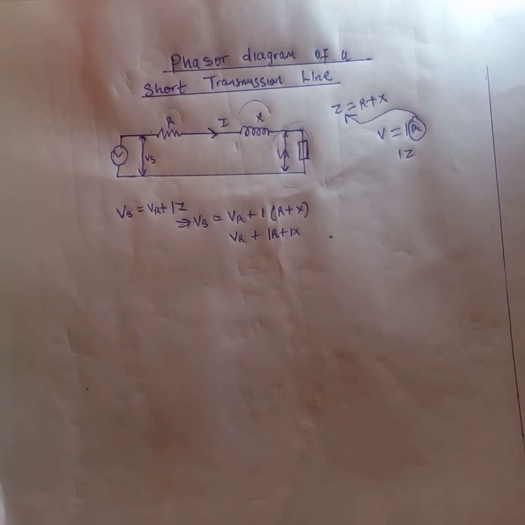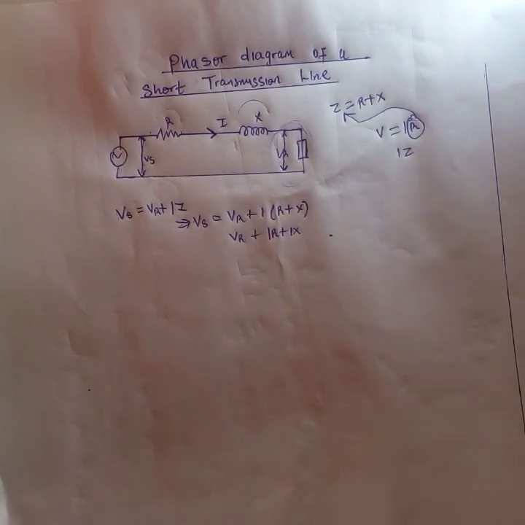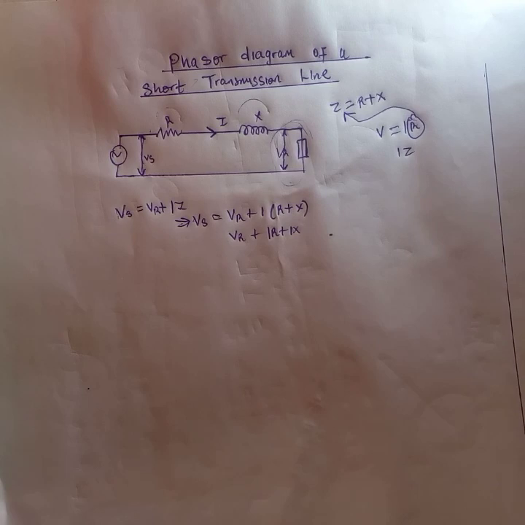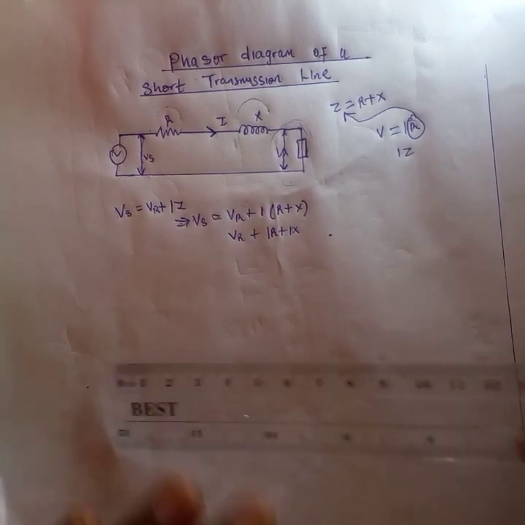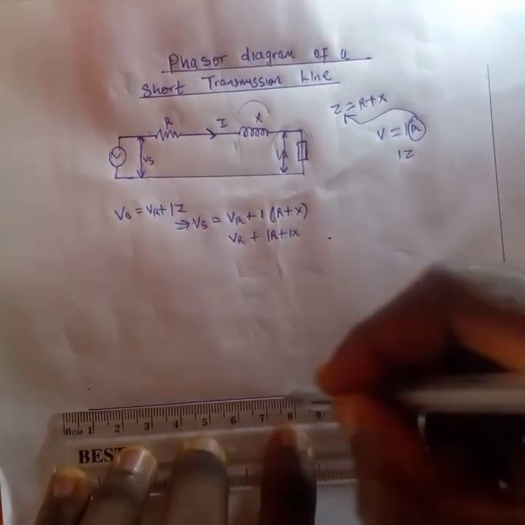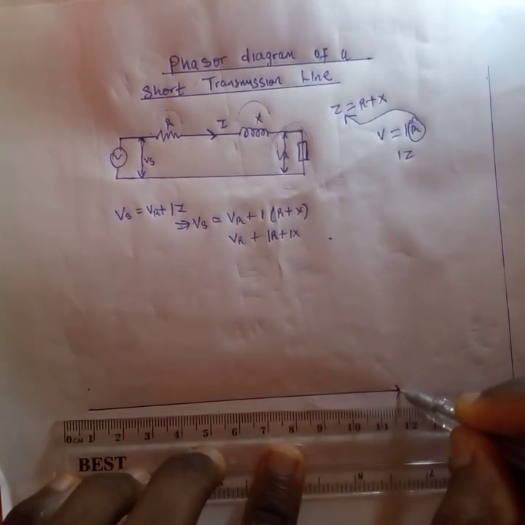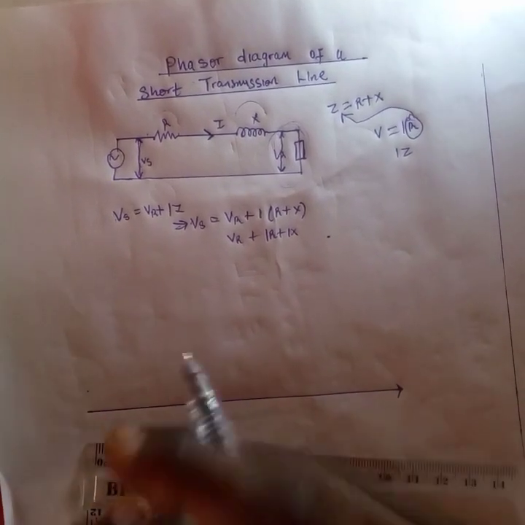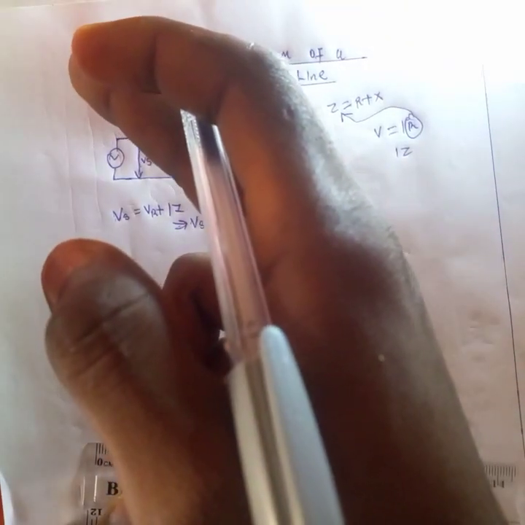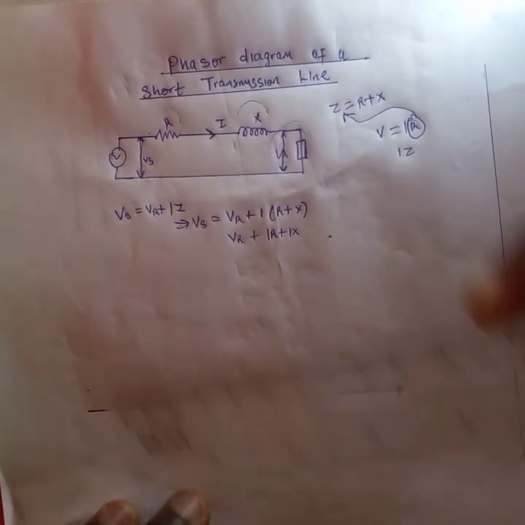So how do we draw the phasor diagram of this component? First of all, you should know that this transmission line is a lagging transmission line. And why is it a lagging transmission line? Very easy. You already know this. In a lagging transmission line, the current will be lagging behind the voltage, which means the voltage will lead the current. So the current will be down and the voltage will be up. So since the current is lagging, the voltage is leading.